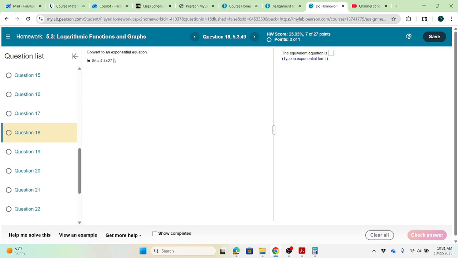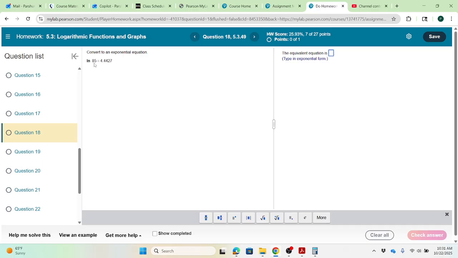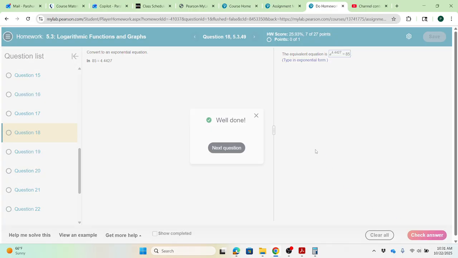Convert to the exponential function. ln of 85 is 4.4427, so the exponential would be: the base e to the power, the power comes from here, 4.4427, is equal to the value that comes from inside the parentheses, which is 85.